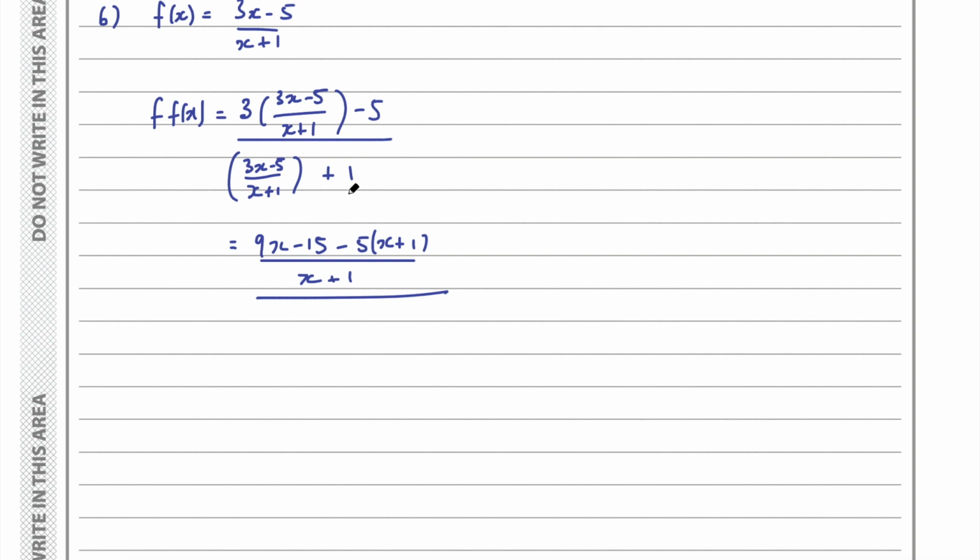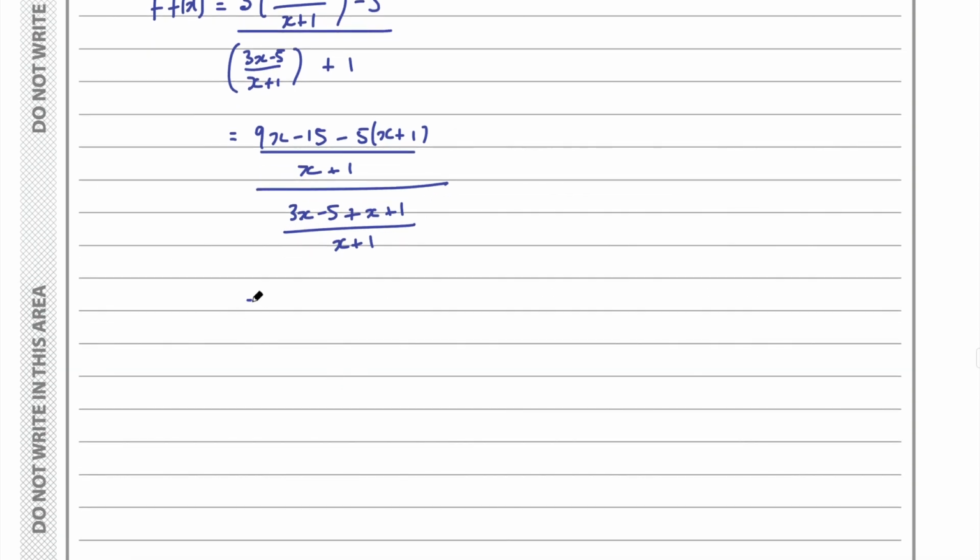And then I need to do the bottom line as well. This is going to be x plus 1 over x plus 1. So this is going to become 3x take 5 plus x plus 1 all over x plus 1. So I've just combined those numerator and denominator terms together as you would when you have two separate fractions. Okay, so now we have two fractions on top of each other with the same denominator. And when you have fractions like that with the same denominator, you can cancel that out. So this just becomes 9x take 15, subtract 5x take 5 if I expand that negative 5 to both terms in those brackets. And this is going to be all over 3x take 5 plus x plus 1.